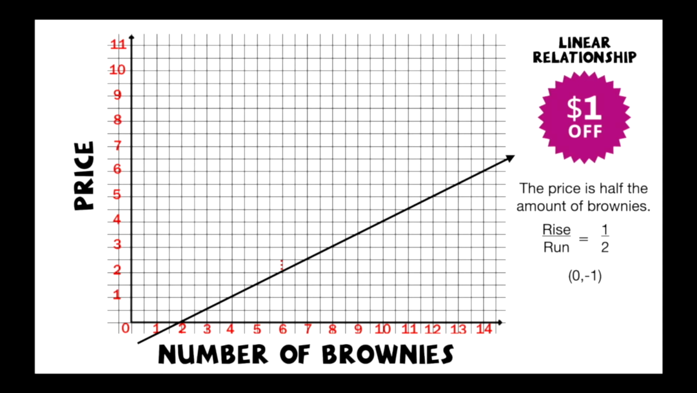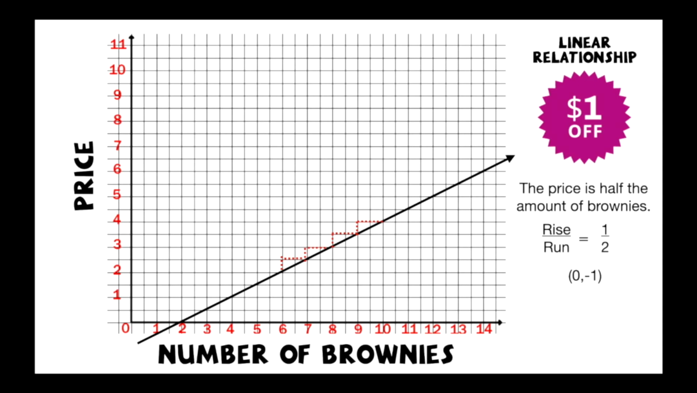My pattern is still up 1 over 2 because the value is still half. The price is still half the amount of brownies. That hasn't changed. The only thing that has changed is that now I'm getting $1 off of the total price.